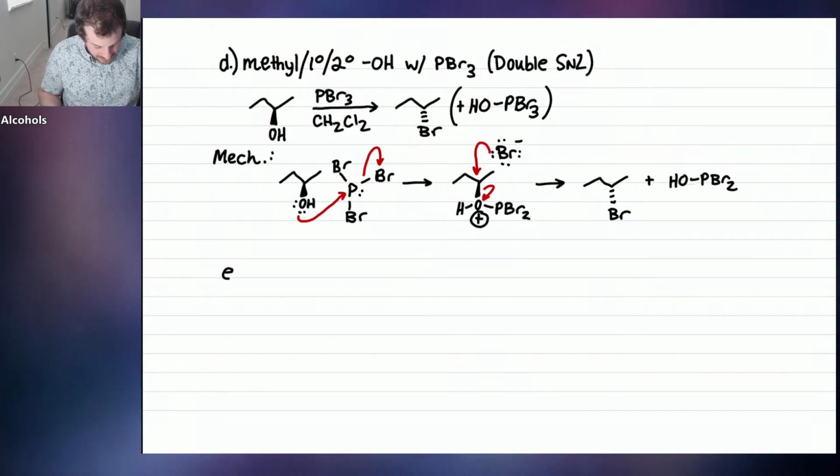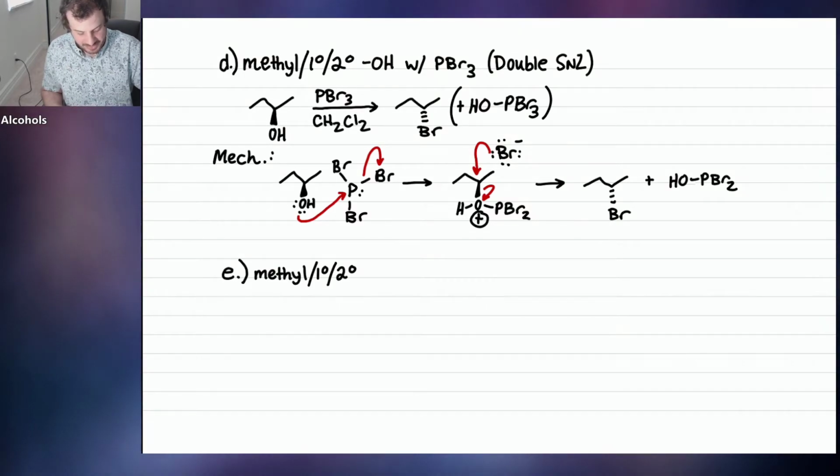All right, next up is E. And for E, we're going to take a look at thionyl chloride. It's similar to PBr3, but it turns alcohol into a chloride. And this works again with methyl, primary, and secondary alcohol. And thionyl chloride has the structure SOCl2.